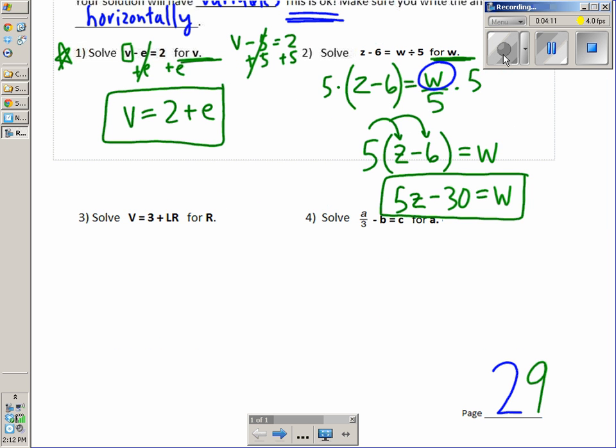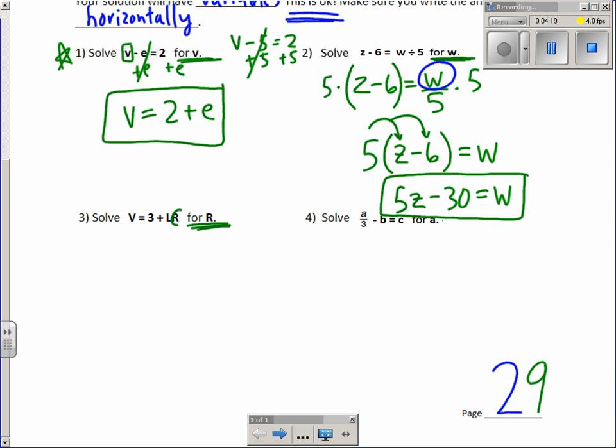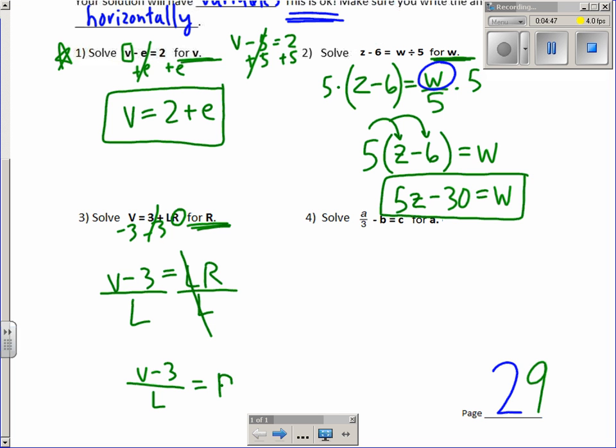All right, example 3, v equals 3 plus l times r, and we're solving for r, so we want to get r by itself. That lr has 3 being added to it, so I'm going to start off and subtract 3 from each side, which will leave me with v minus 3 equals l times r. And I'm trying to get r by itself, so I'm going to divide each side by l. And I'm left with v minus 3 divided by l equals r.